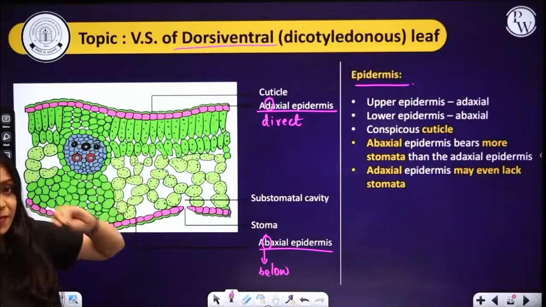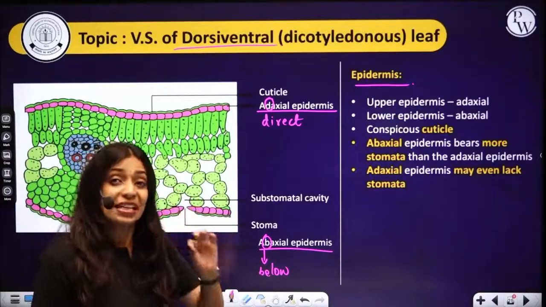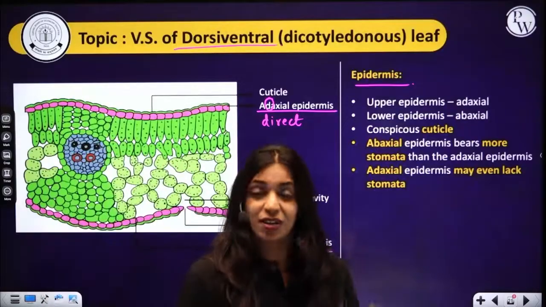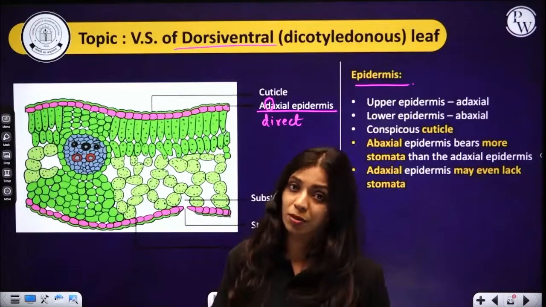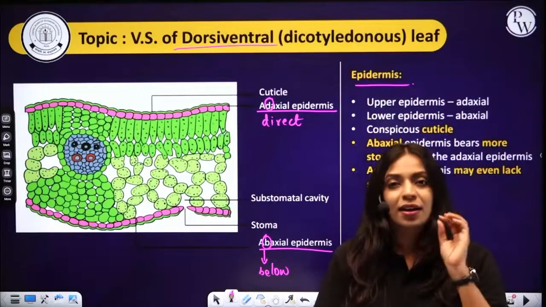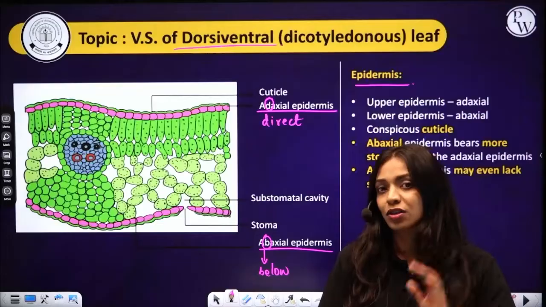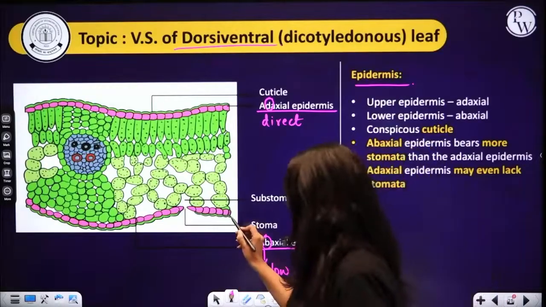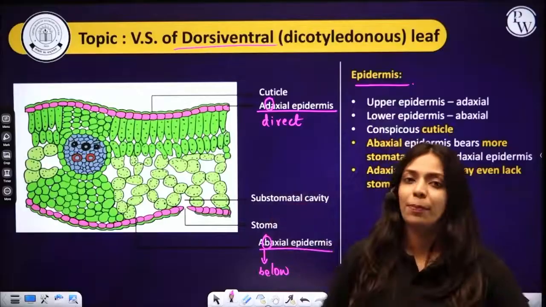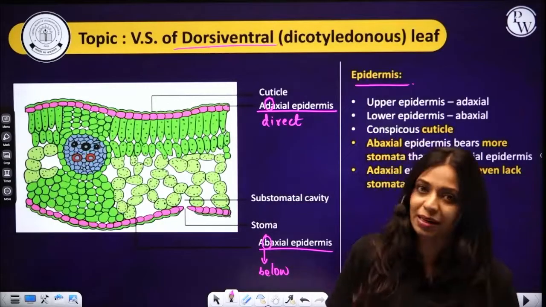In leaves, we find the presence of a very thick conspicuous cuticle. Cuticle is waxy in nature. It prevents the loss of water by transpiration. Since maximum transpiration happens through leaves, a very thick cuticle can be seen on the surface of leaves, which is represented here on the upper surface and the lower surface, both surfaces. On the outer surface of the epidermis, you can find cuticle deposition.